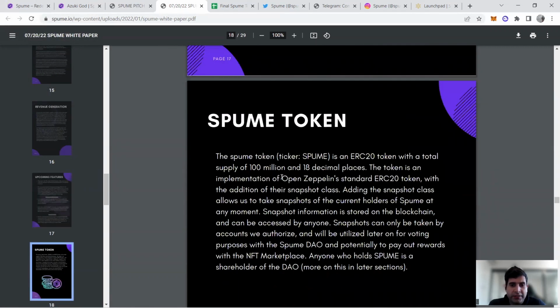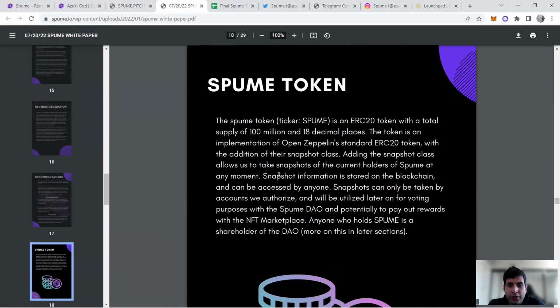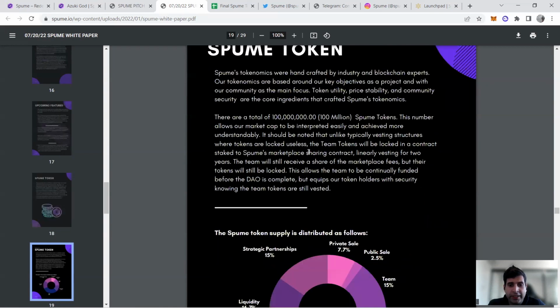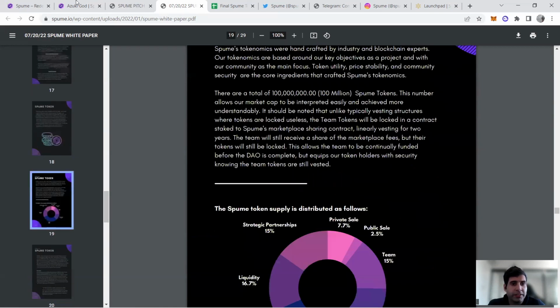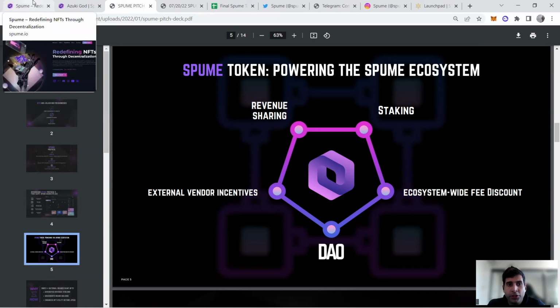So the token is Spume. It's an ERC-20 token, and it's going to have 100 million tokens, which I'm going to go through in more detail when I'm talking about the tokenomics. For now, let's focus more on the utility side itself. So there's a revenue sharing mechanism, there's a staking mechanism, and there's going to be ecosystem discount fee, DAO, and external vendor incentives. These are the 5 main areas of where the token will be used.